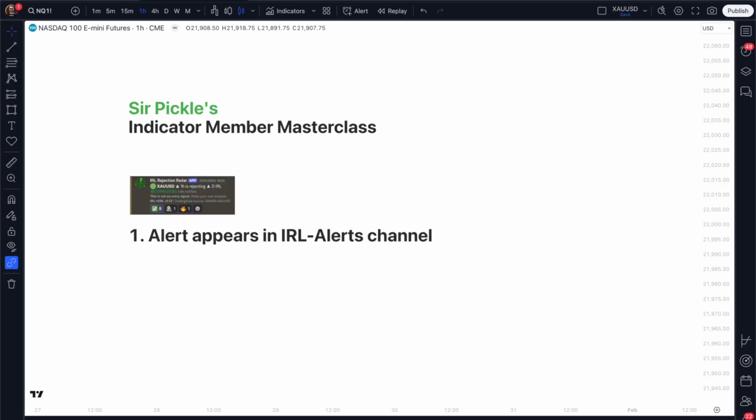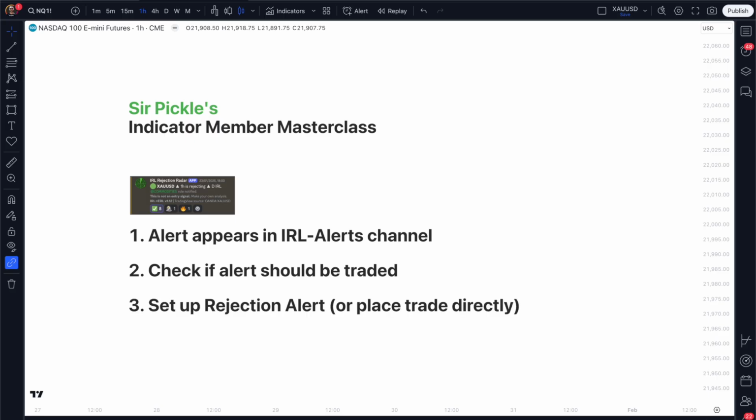Step 1, an alert appears in the IRL alerts channel, signaling that a lower time frame is rejecting a higher time frame's IRL. Step 2, you check if the alert should be traded. And step 3, you set up your rejection alert indicator for an intraday entry, or you place your swing trade entry directly. But how do you know if the alert should be traded? Well, that is exactly what this video is about.